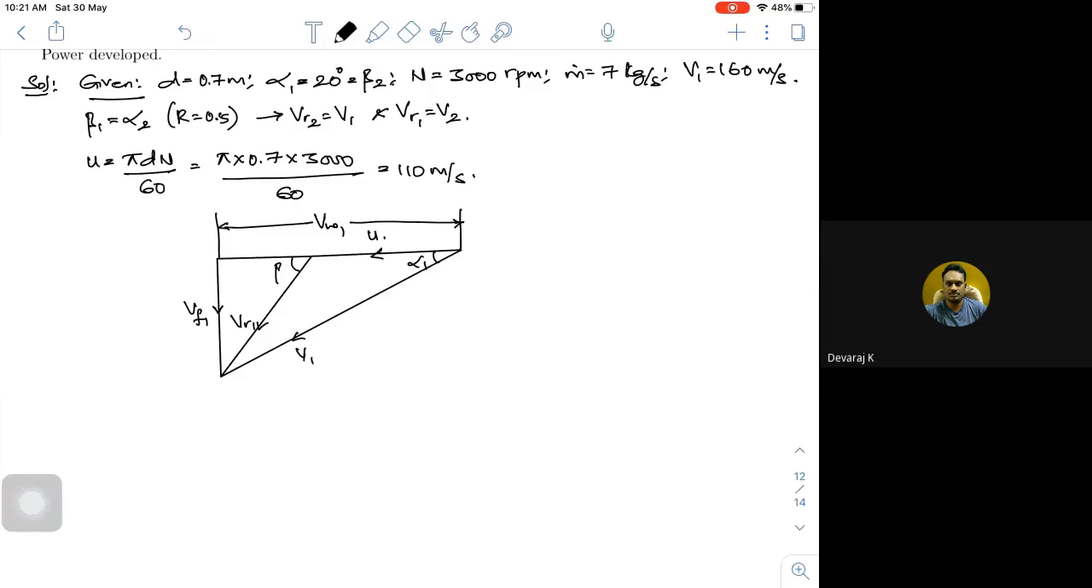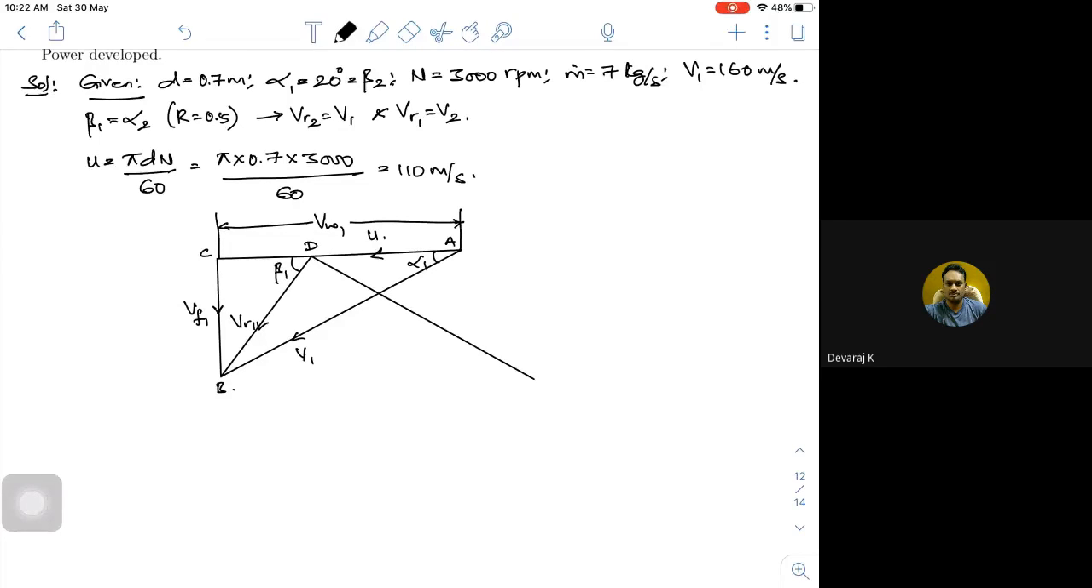Okay. So, what are those actually? This is my beta. Now, beta 1 will be equal to alpha 2. Also, your alpha 1 is equal to beta 2, because this is a Parsons turbine. So, what I will do? If I name these points as A, B, C, D, from the point D I will take a 20-degree line, and that will be your VR2.